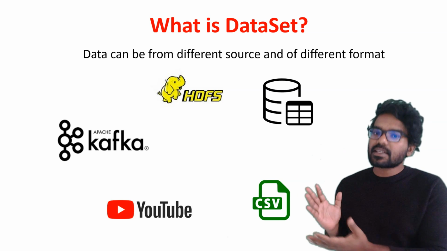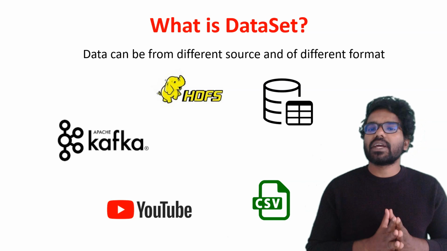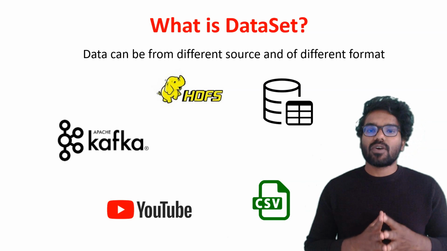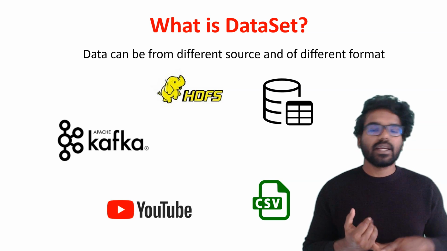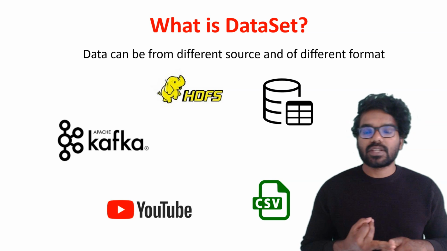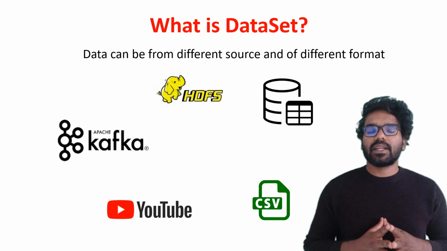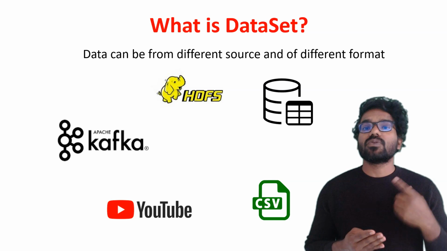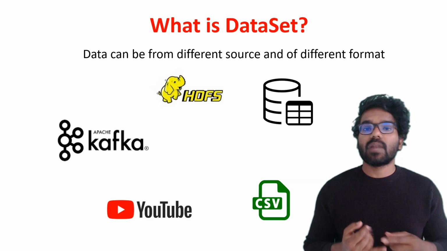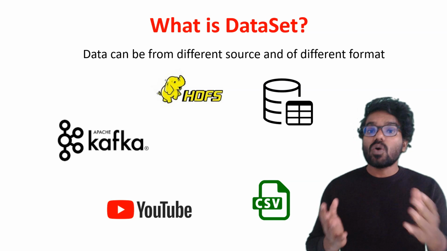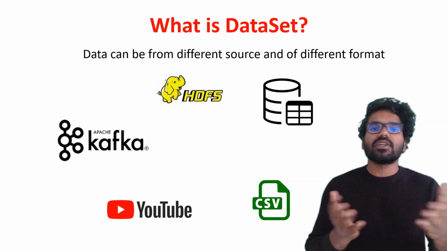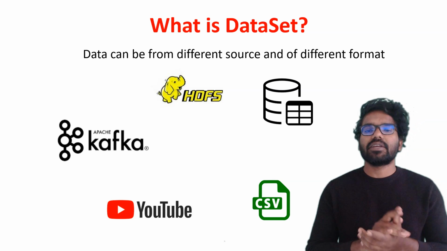Whatever you see on the screen are the different sources of data, or it can be of different format, like it can be of file format. It can also be from a database table. It can be of stream format, like Kafka stream can be an example. It can be like Facebook data, live data, or YouTube live data. So data as a whole can be spread along different sources and it can be available in different format.